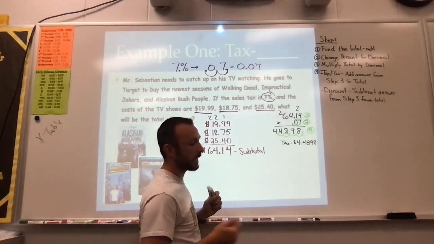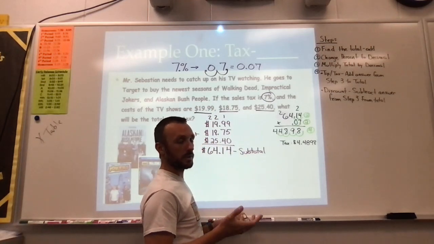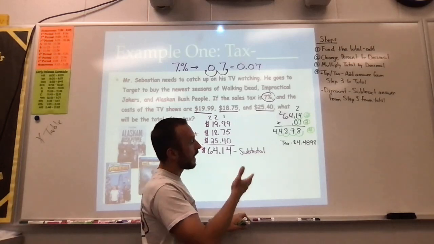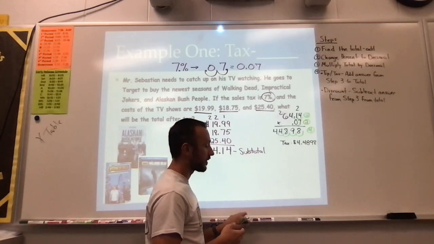Now, that's not what money looks like. And you're right, money does not look like that. Every time I've ever been to the store, and every time you will ever go to the store, we always see money with the dollars and then two numbers after the decimal to represent our cents. We never have more than two numbers after a decimal.